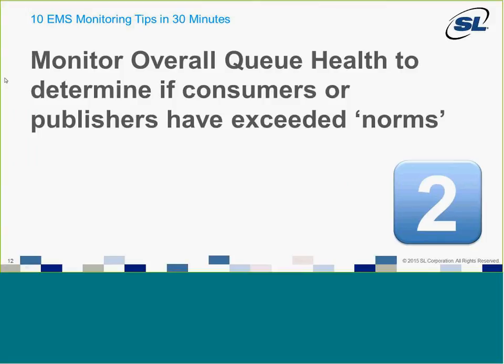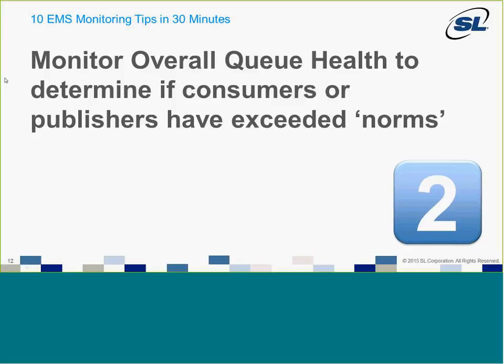Okay. The tip that we're going to be talking about is the need to monitor overall queue health to determine if consumers, publishers, users of EMS have exceeded their normal behavior. Know that EMS can act as the canary in your IT coal mine and indicate there's a problem elsewhere in the application or the middleware stack. Instead of being the recipient of support calls when something is going wrong within EMS, you can actually be the originator of some calls, where you can call the application team and say that you're seeing some abnormal behavior from some of their producers.